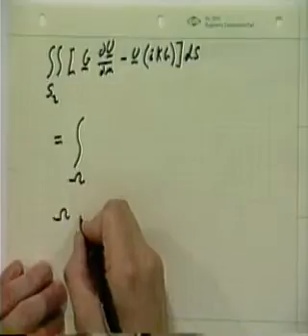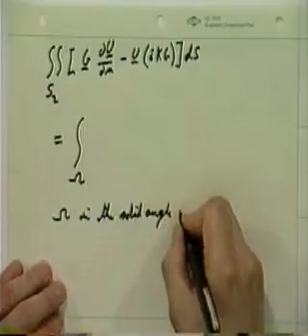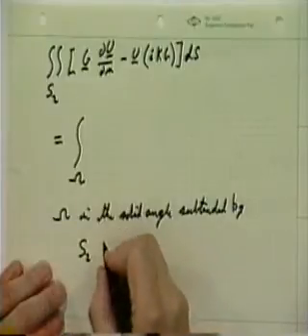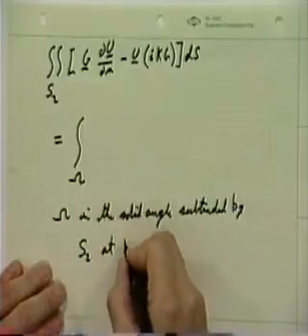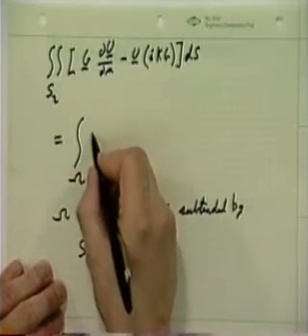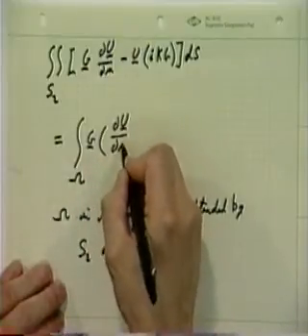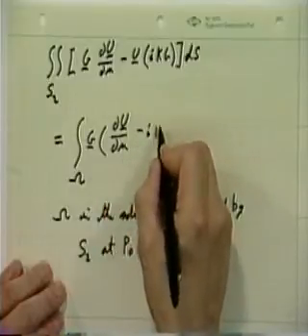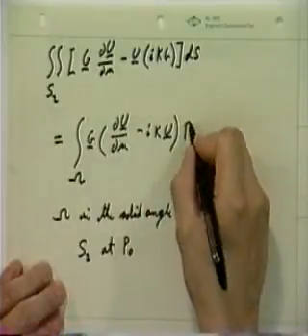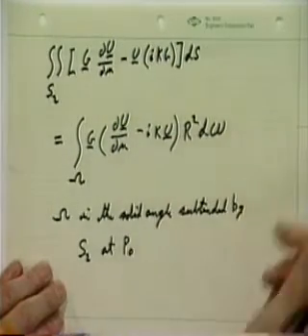So omega is the solid angle subtended by S2 at P naught. So we have the integral here over this solid angle of G partial of U with respect to N minus i k U, and we're doing this over a solid angle, so it'd be R squared and the angle, d omega. Okay.